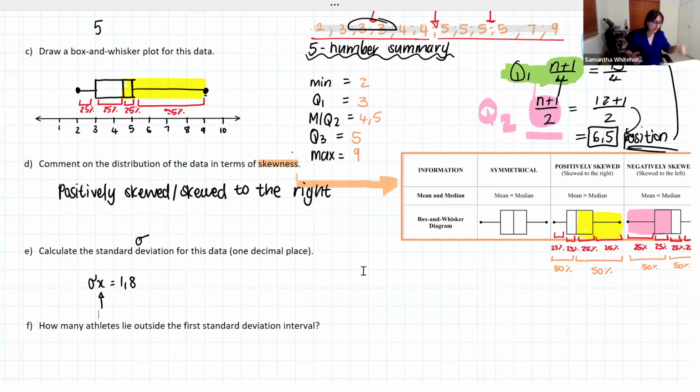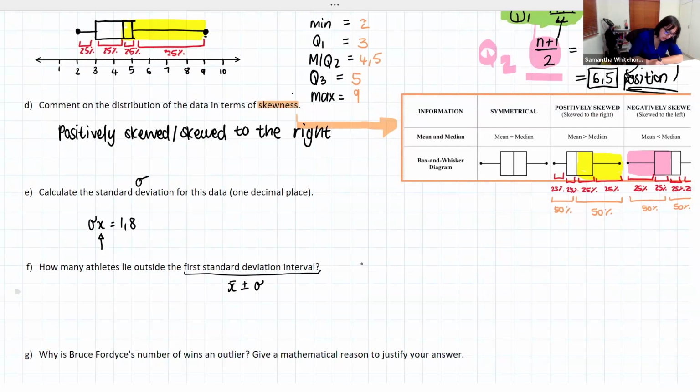So we now need to actually go and do this. What this first standard deviation interval means is that we want to take our mean and we want to add and subtract our standard deviation. That's it. That will give us the interval. So if I take my mean and I add a standard deviation, that means I'm going to have 4,58 plus the standard deviation that I just worked out, 1,8. And that gives me 6,43.